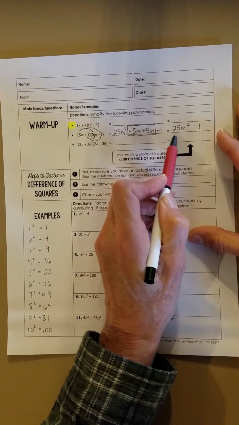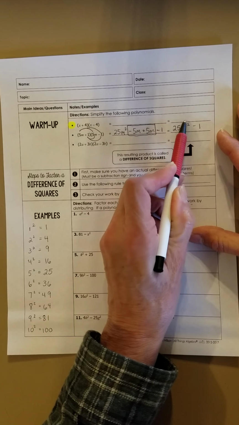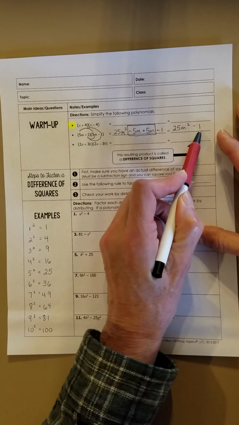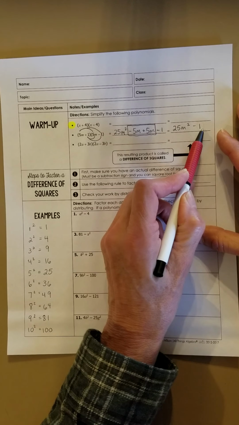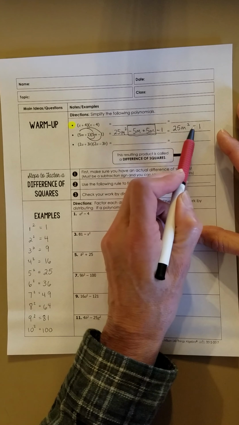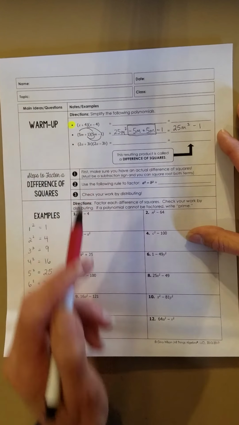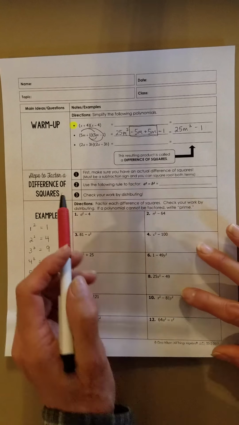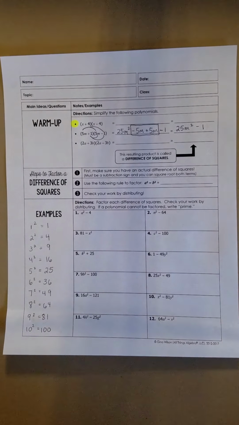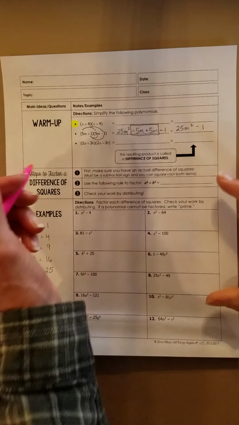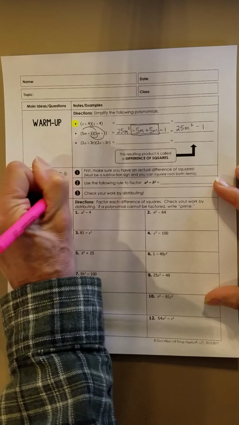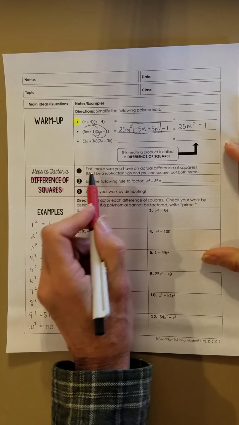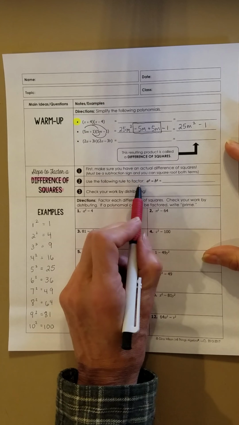The first term is a perfect square. The last term is a perfect square. 1 times 1 is 1. And both of those terms are separated by a minus sign. So that's called the difference of squares. So step 1 in factoring problems that are difference of squares is you need to make sure that our problem is a difference of squares.